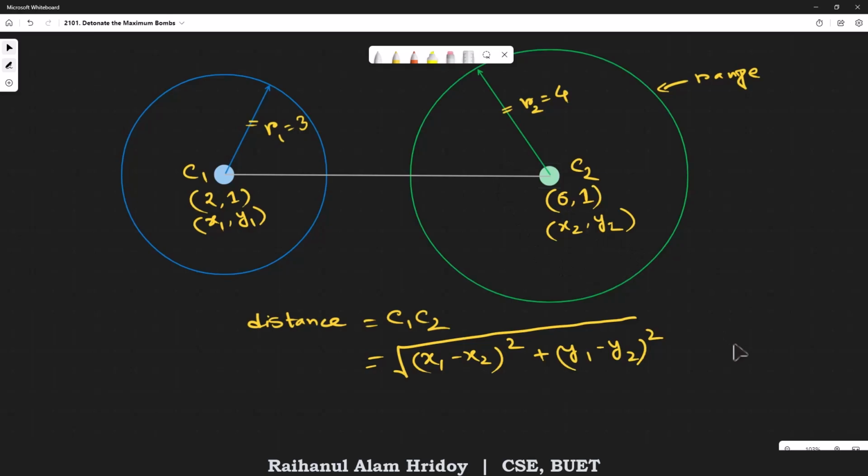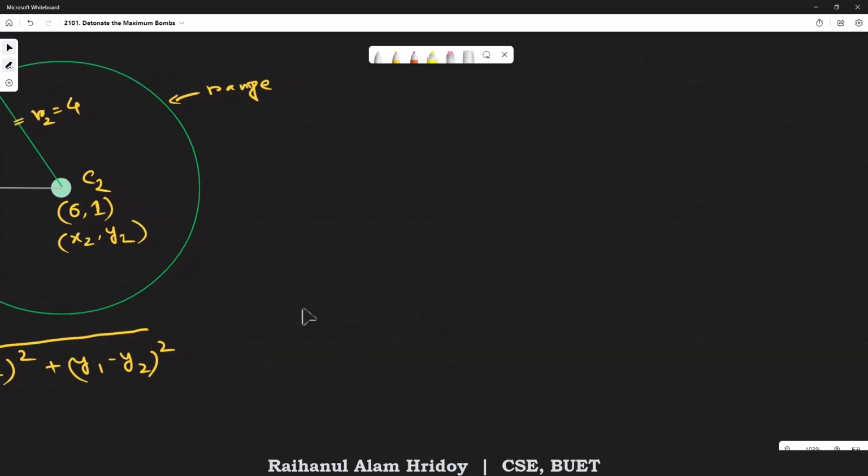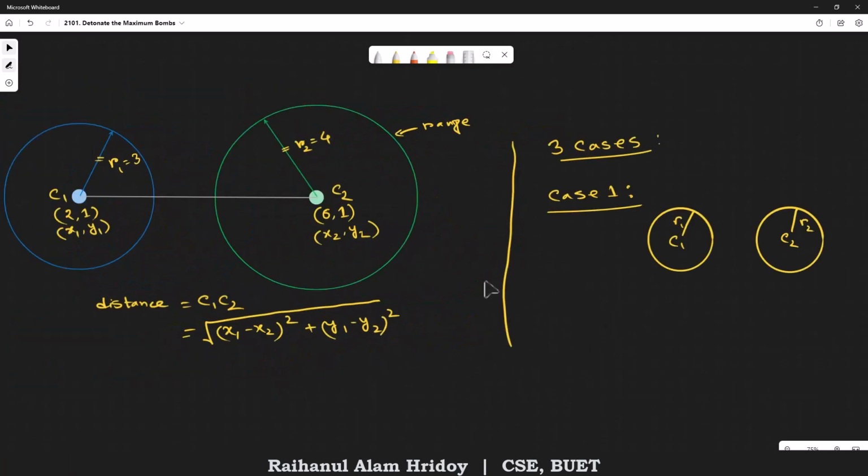Now we need to see how two circles can be in the range or out of the range. We can have three cases. Let me write this in three cases. In case 1, they do not meet with each other. The straight line distance between the two centers, C1 C2, will be greater than the radius of the circle.